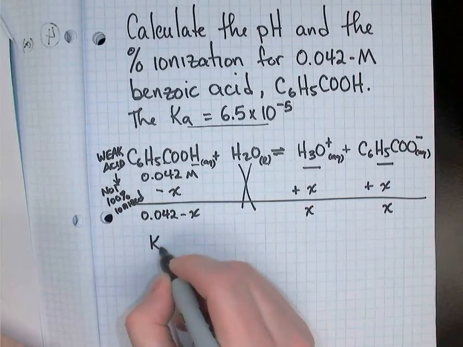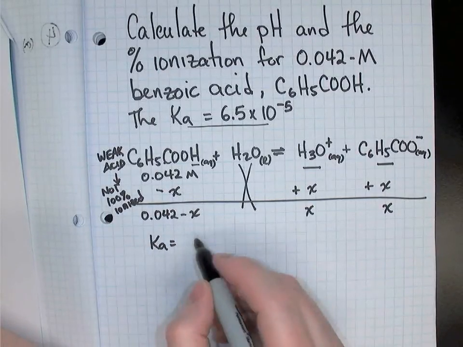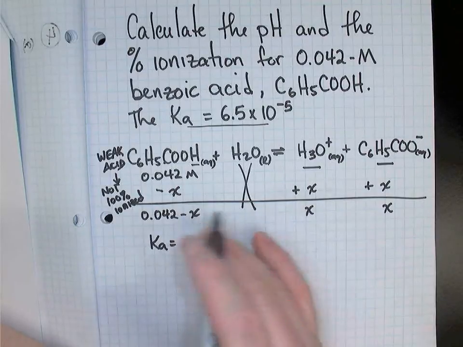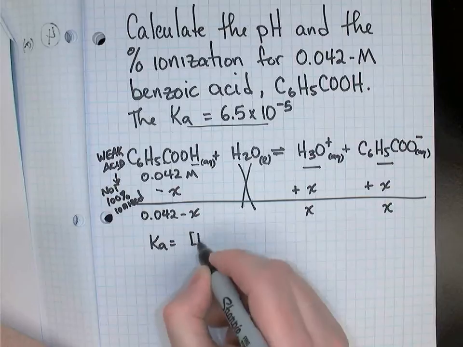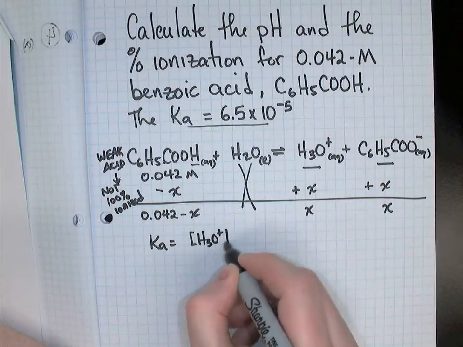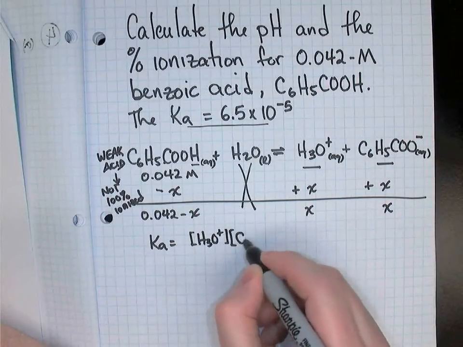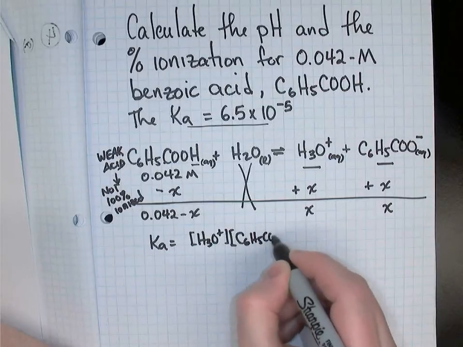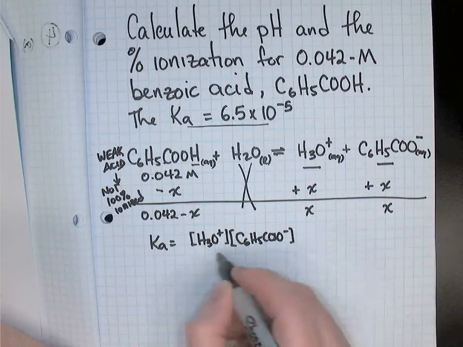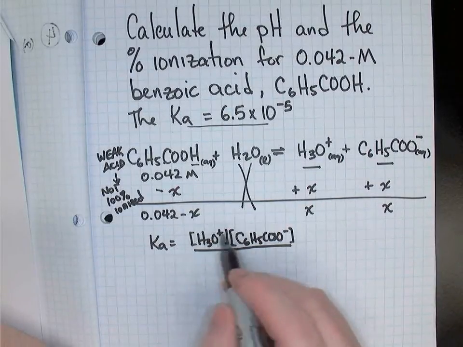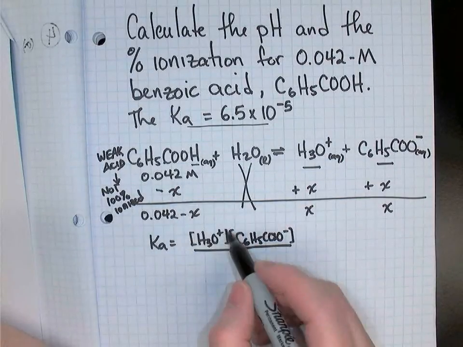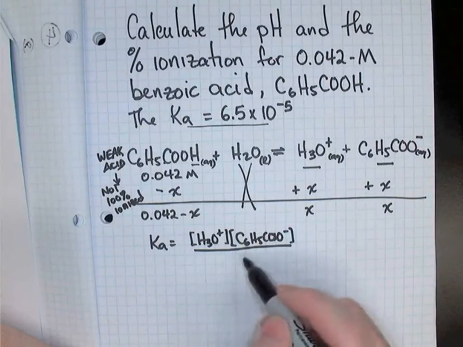If we write the Ka expression, we can get an equation in which to put these x's. So the Ka is equal to concentration of hydronium, product concentration, C6H5COO minus, benzoate, divided by the concentration of the reactants. In this case, the benzoic acid, the water, being a liquid, is not included.